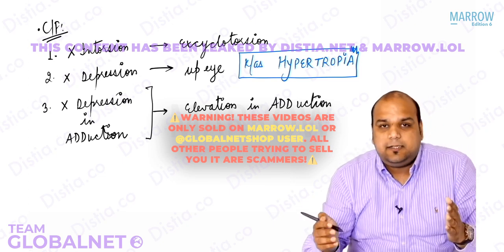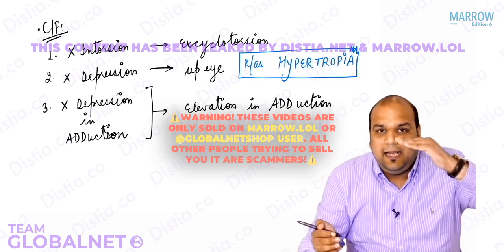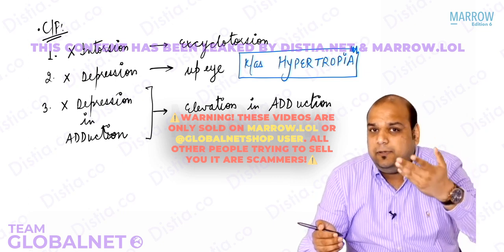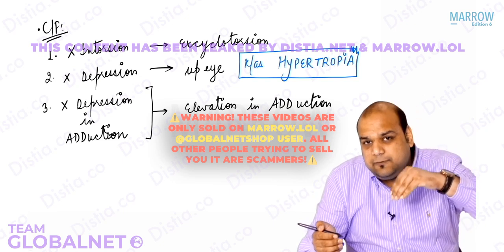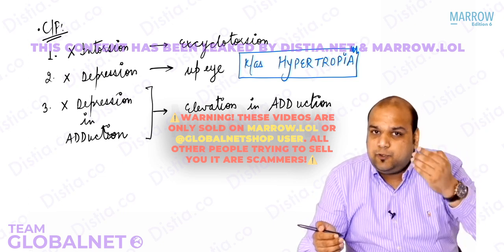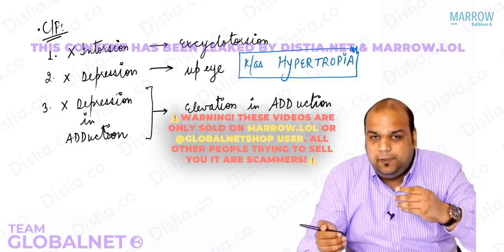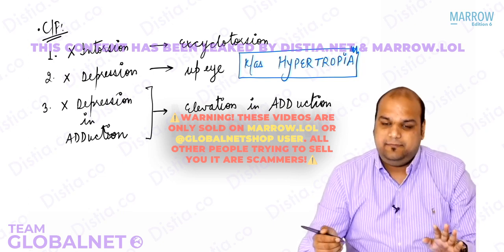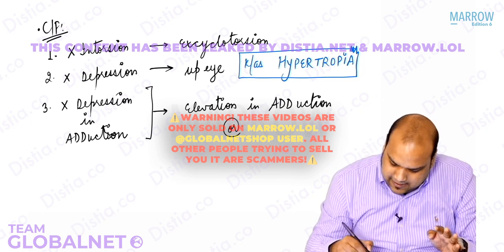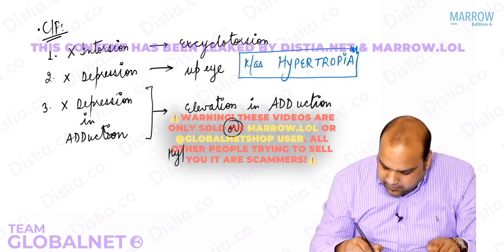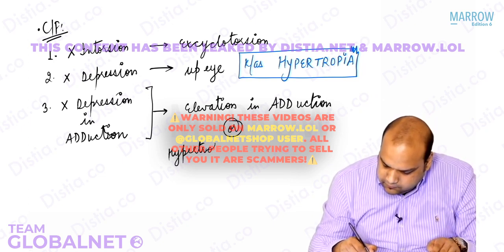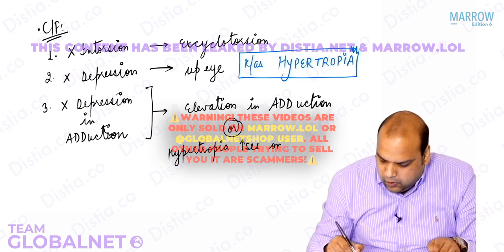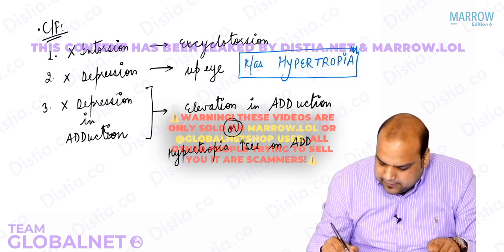See, in adduction, my eyeball can either elevate or get depressed. Elevation in adduction was caused by inferior oblique. Depression in adduction was caused by superior oblique. Now superior oblique is paralyzed, so inferior oblique is overacting. So my eye will elevate in adduction. Or I can say hypertropia increases on adduction.